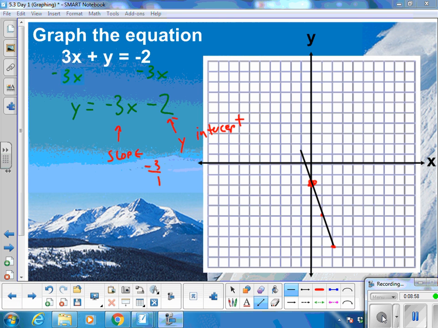My y-intercept is at negative 2. And my slope is negative 3 over 1. So I rise negative 3, which means I drop. And I go over 1. And it's a negative slope, which is telling me it is going to decline as I go left to right.